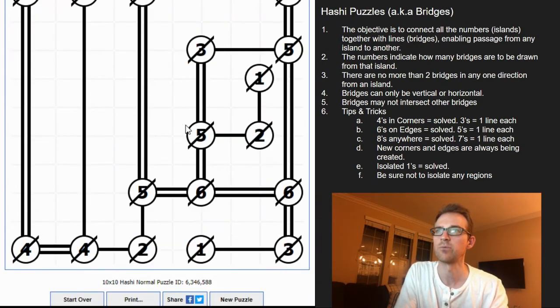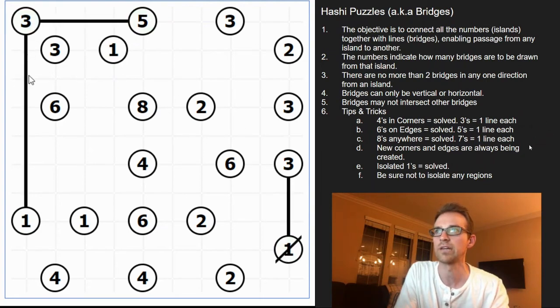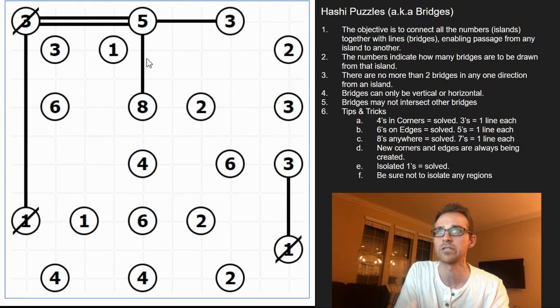I'm going to solve one more because I think they're pretty quick, and it'd be nice to probably see just one more example. I'll go through it quickly. This one only sees 1 island, can't see any others, so we know that connects there. 3 in the corner, we know we draw 1 line in each direction. The 1 is solved, so now the 3rd line has to go this way. We have a 5 against an edge, so it only sees 3 islands. We know 1 goes in each direction.